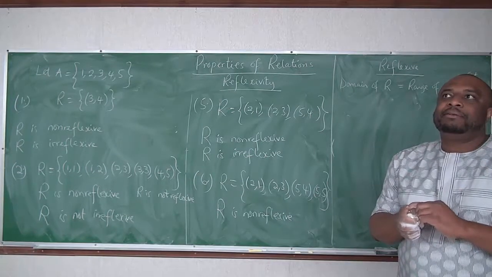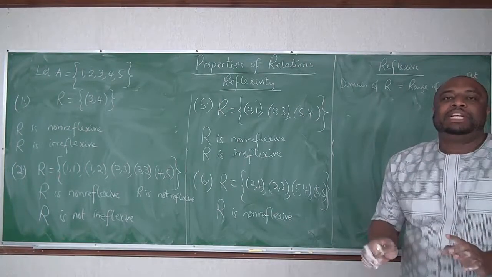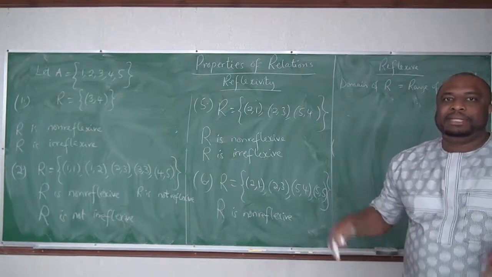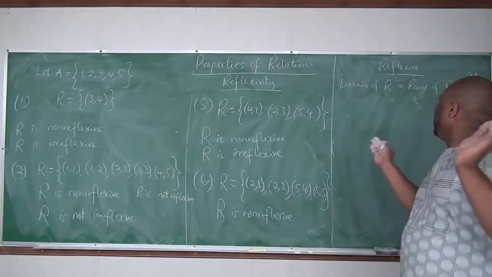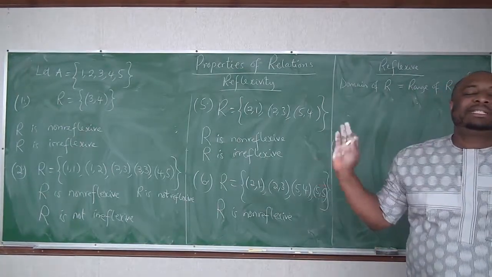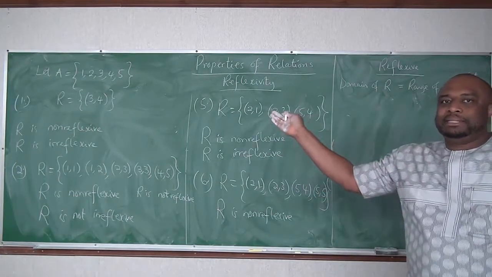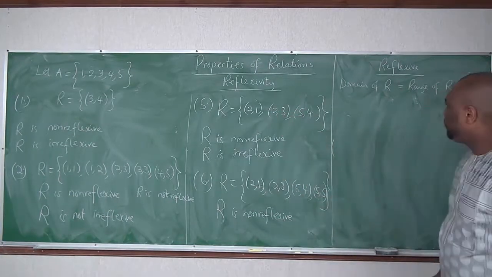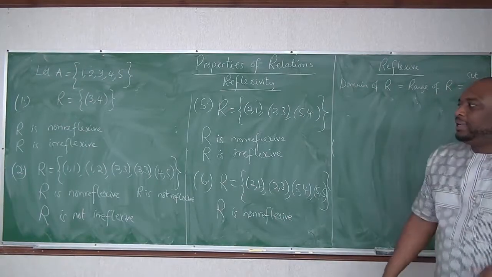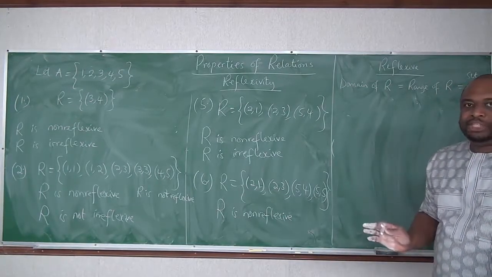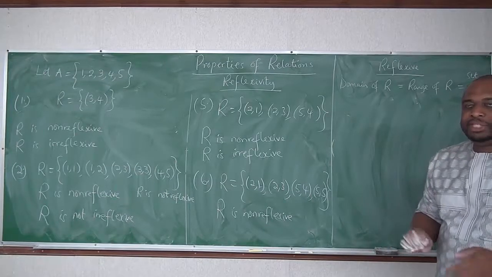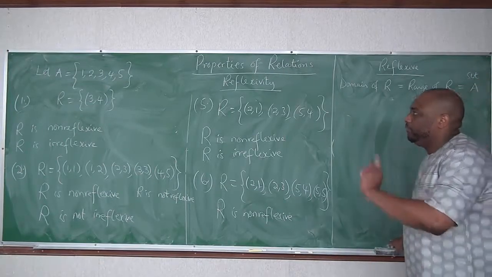When you have a relation that is reflexive, the domain of that relation is the same as the range of the relation, and is the same as the set. Okay? Now let's look at the matrix representation of R, of reflexivity.